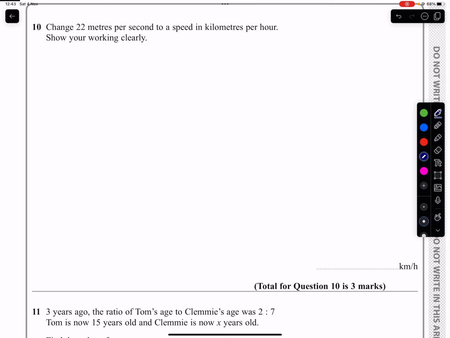Question 10. Change 22 meters per second to a speed involving kilometers per hour. So we start off with meters per second, which I choose to write like this, and we're going to end up with kilometers per hour, which I'm going to choose to write like this. So how I go about converting compound units like this is, even if you don't see a fraction to begin with, we're going to make one.